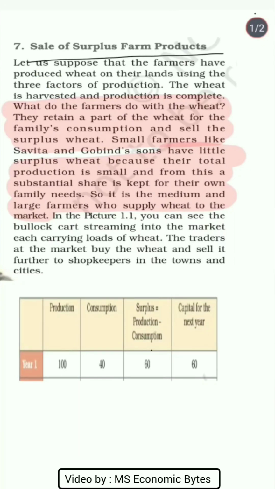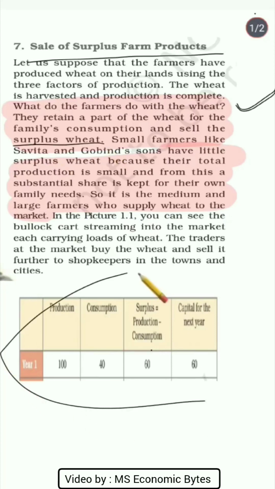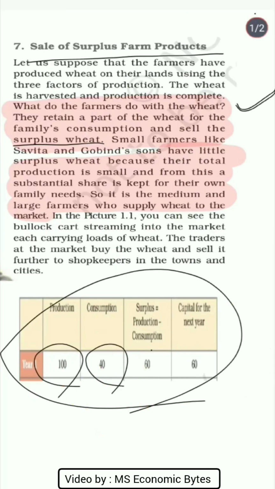Now, what do farmers do with the wheat that they produce? They retain a part of the wheat for their family's consumption and sell the surplus wheat. Now, what is surplus wheat? As you can see in this table, suppose production is 100 units and consumption is 40 units. Surplus is production minus consumption, that is 100 minus 40, which is 60 units.